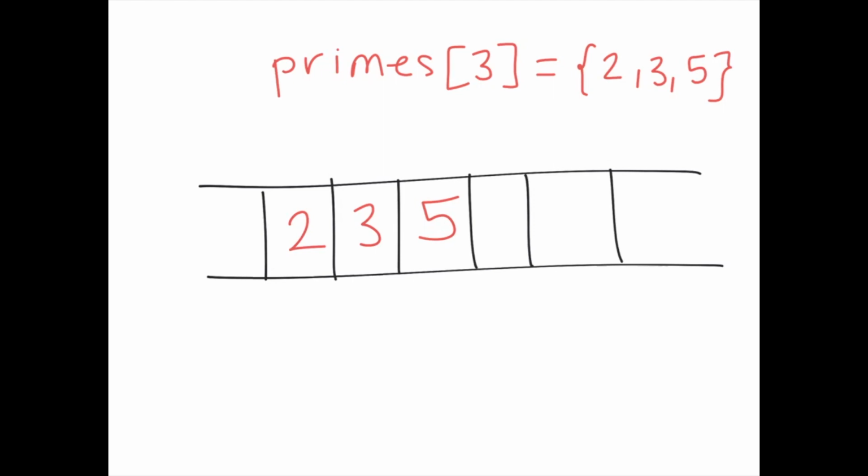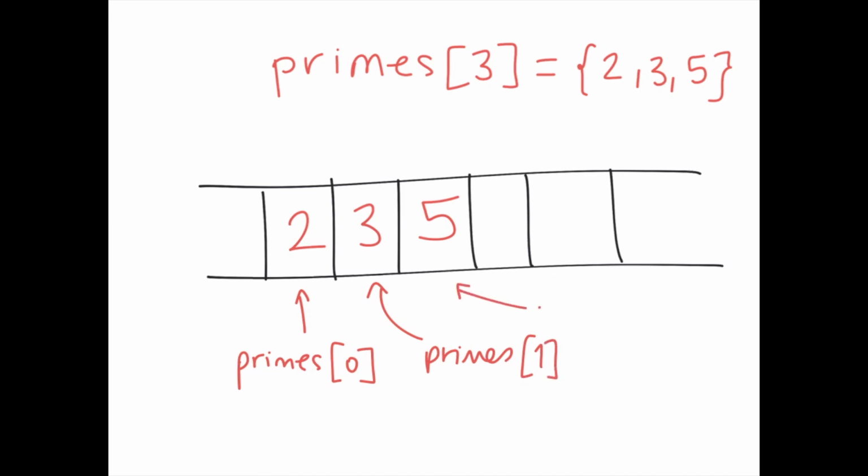So let's think about these 3 bits of data. We've got our first piece of data here. This is primes 0. This is primes 1. Remembering, of course, that C is a sensible language, so it starts counting at 0. And there's primes 2. So let's once again think about pointers. Now, primes 0 is the value of 2, primes 1 is the value here, primes 2 is the value here.